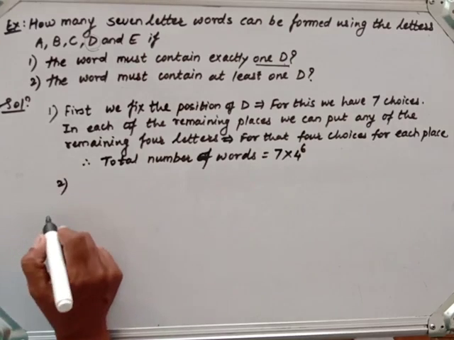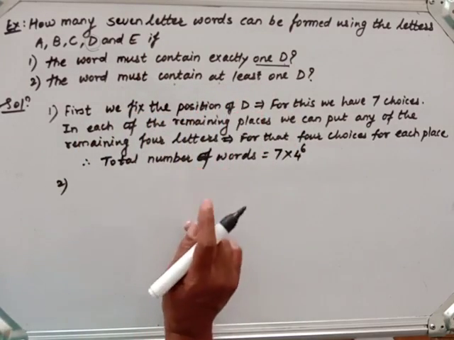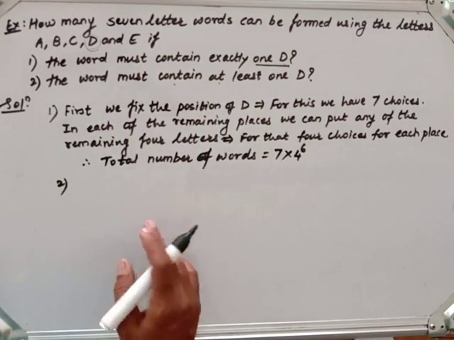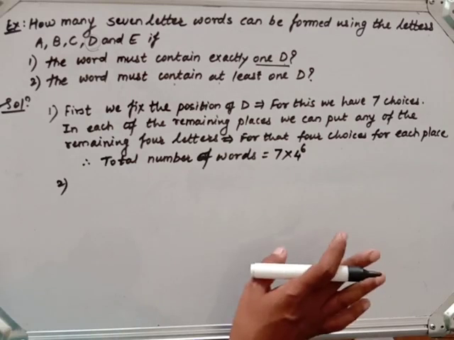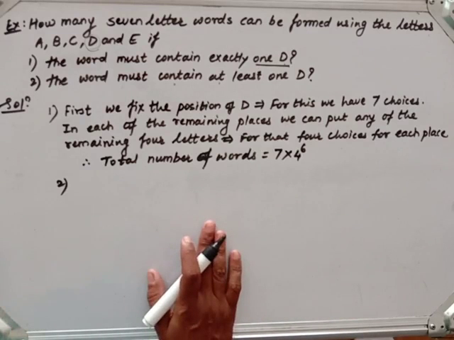Now the second one: the word must contain at least one D. Minimum one D will be there, and at maximum everywhere it may be D. It is a choice. So how will this be solvable?